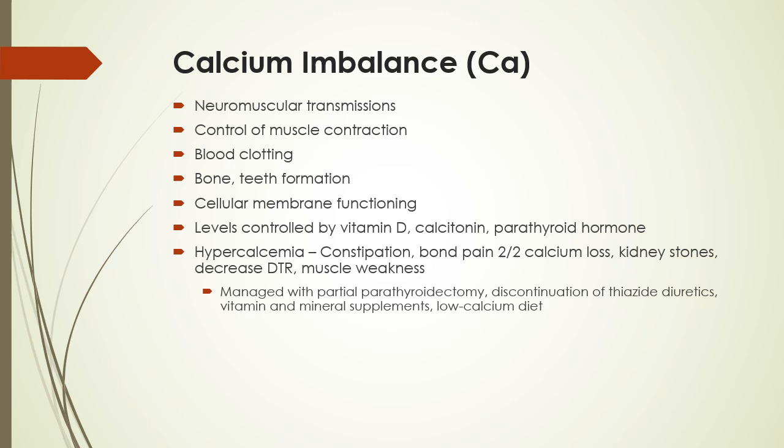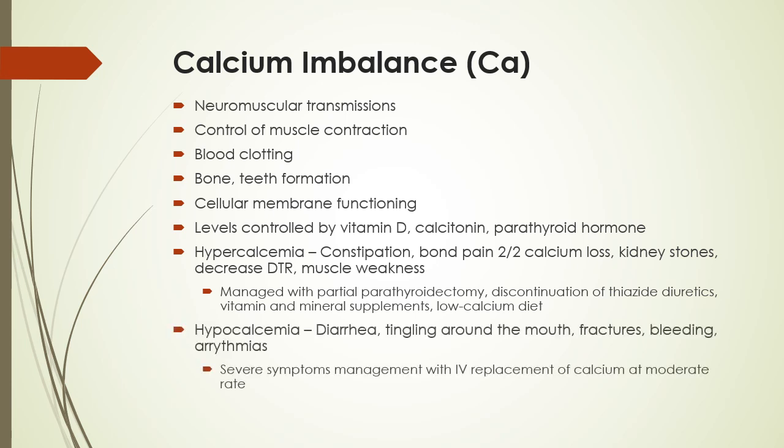If the problem is secondary to an elevated parathyroid hormone, you can do a partial parathyroidectomy. If you're given thiazide diuretics, you can switch them to a different type of diuretic. You can do vitamin mineral supplements, and you can put them on a low calcium diet.